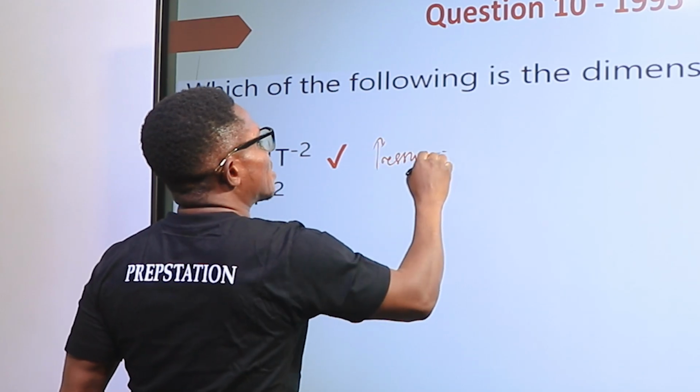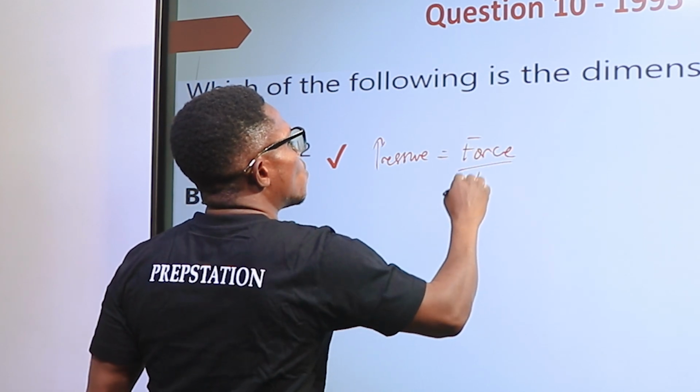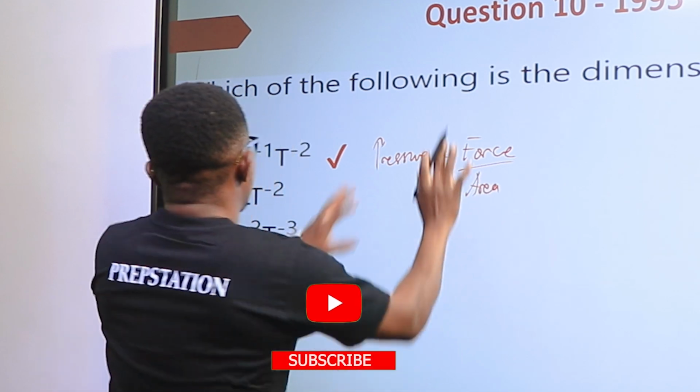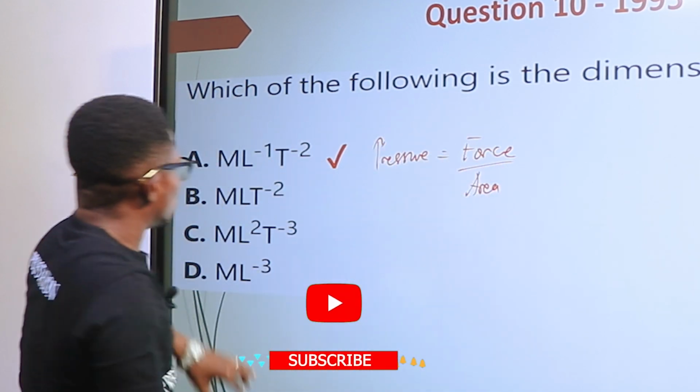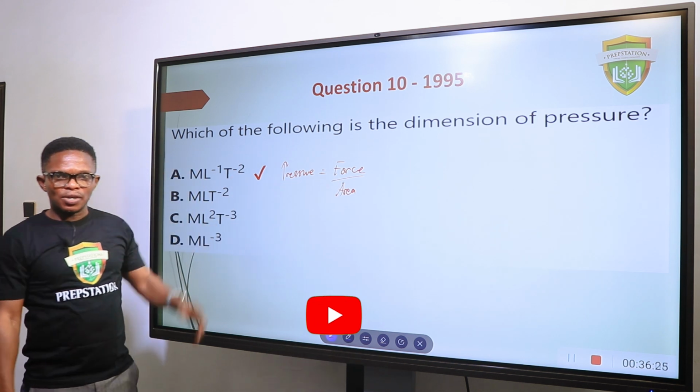the unit is Pascal, and the derivation is force over area. So if I continue to play with this, I will arrive at this answer. All you need to do, get the units, and then you get this.